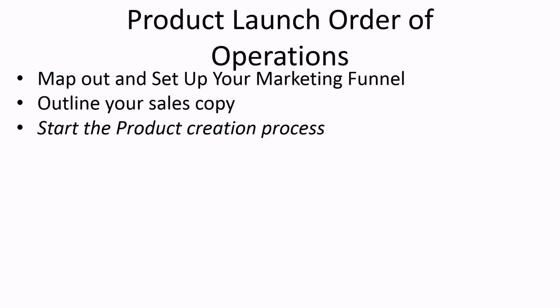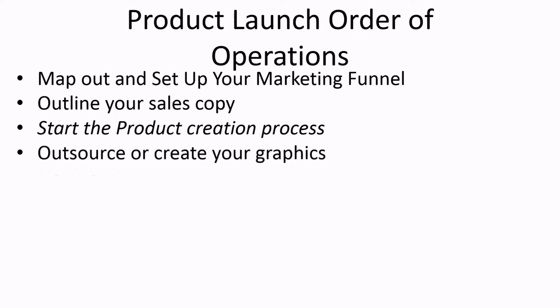Once you've done that, you can then start the product creation process. You can start putting your videos, your audios, your PDFs, anything else together. You should then start outsourcing or creating your graphics. This part will be easy for you if you have already outlined your sales copy. What happens to people often, and I've seen this, and it's actually happened to me too, is you finish the entire product, you then have to start writing sales copy and outsourcing graphics. And this is how many good ideas sit on the shelf. You want to do the counterintuitive thing: map out your sales funnel first, outline your sales copy, and then start creating your product.